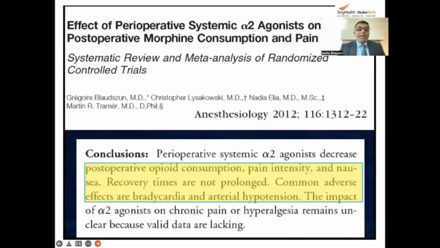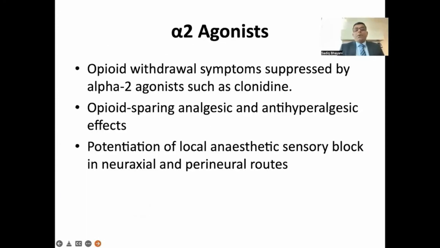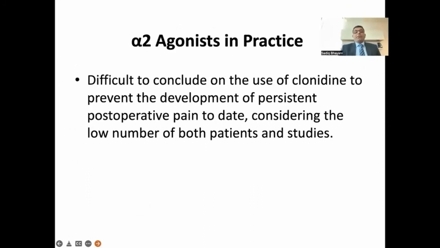Alpha-2 is like clonidine, and I'm just going to whiz through this quickly. There are side effects of using clonidine. It can give rise to bradycardia, hypertension, but it can reduce opiate consumption, pain intensity, and nausea. So opiate withdrawals are suppressed by alpha-2 agonists like clonidine. It has an opiate-sparing analgesic and antihypertensive effect. Potential of local anesthetic sensory blocks. So you can mix this with local anesthetic for performing a nerve block.